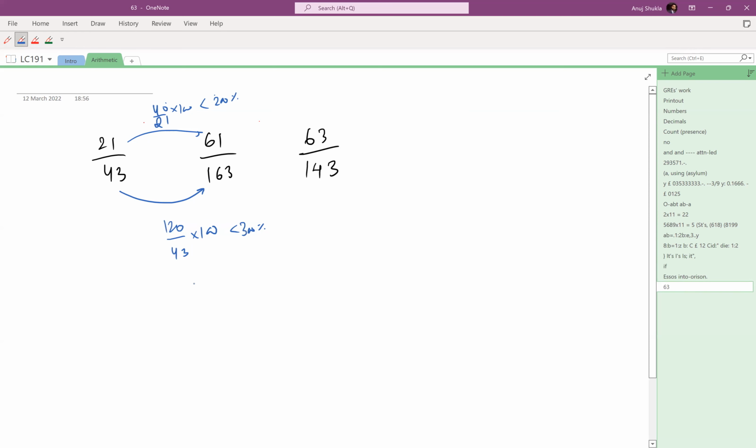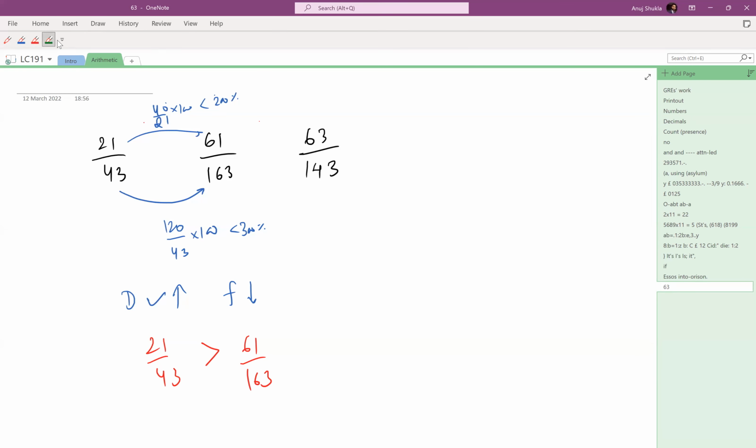Okay, so who is dominating here? Denominator is dominating here, and denominator is increasing. If denominator increases, what will happen to the fraction? The fraction will reduce. Can I say that 21 by 43 will be greater than 61 by 1? Yes.